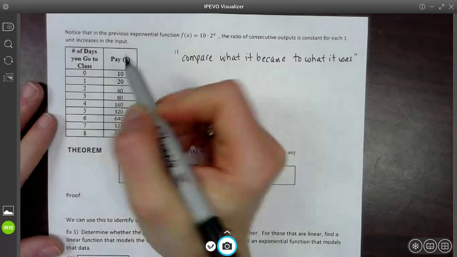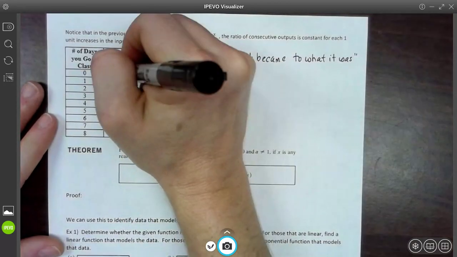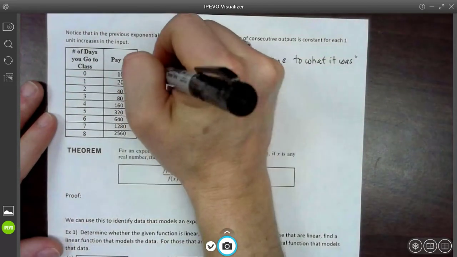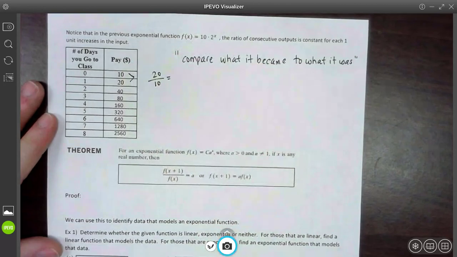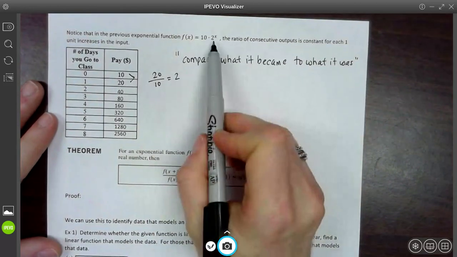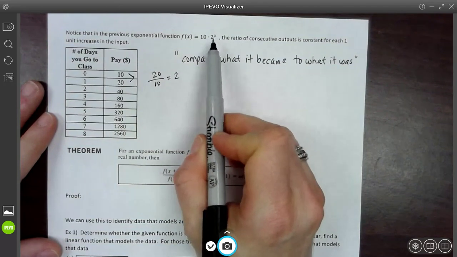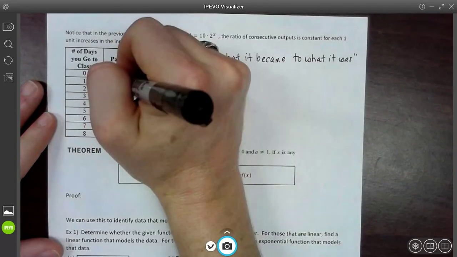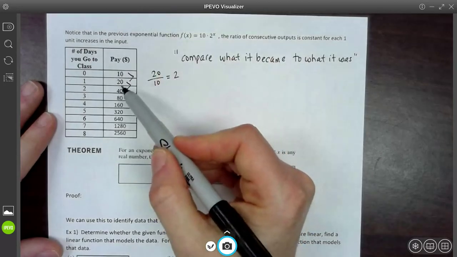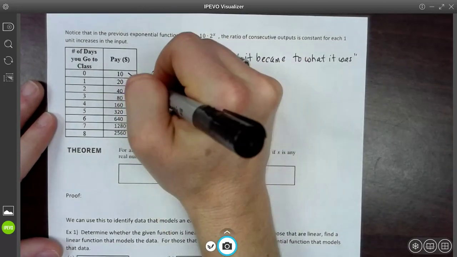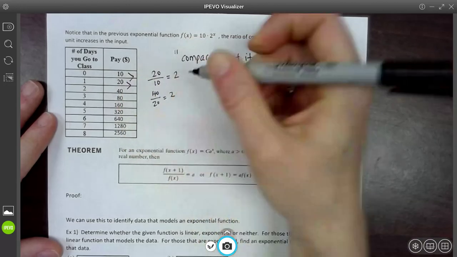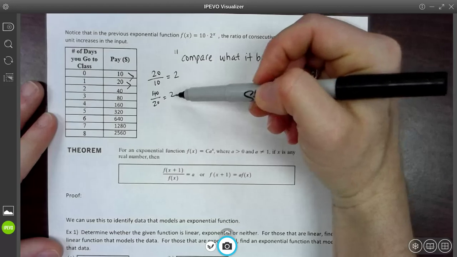So guys, take 10 and 20. Take two consecutive back-to-back outputs. If I compare what it became, 20, to what it was, what's 20 divided by 10? 2, which is my growth factor, that constant ratio of what I was doing to my money, that constant doubling of my money. Take the next back-to-back outputs. All right, 20 and 40. Compare what it became to what it was. 40 over 20. What's 40 divided by 20? 2. There's that constant ratio between outputs.